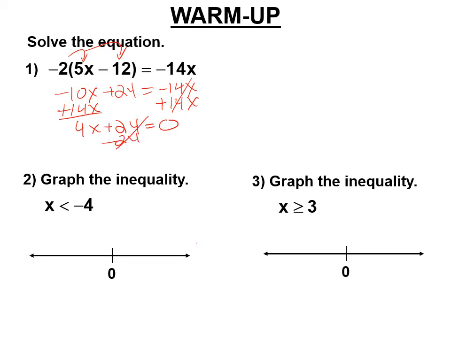Minus 24 to both sides, two-step equation. 4x equals negative 24, divide by 4, and x equals negative 6 is our solution.